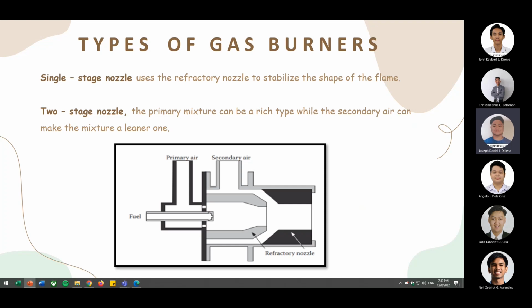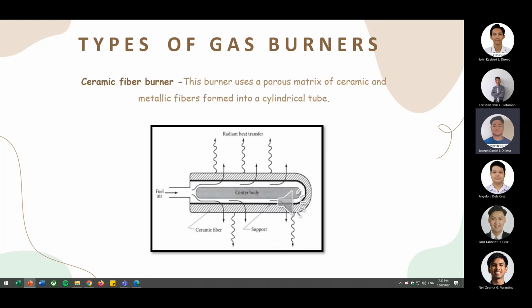While using the next configuration, the two-stage nozzle avoids these problems. Because in a two-stage nozzle, the primary mixture can be a rich type while the secondary air can make the mixture a linear one. Thus, the peak temperature is avoided. Below is the figure showing a two-stage nozzle.